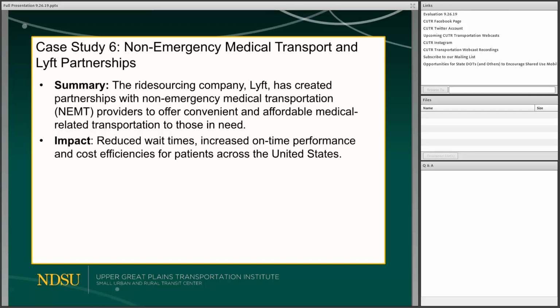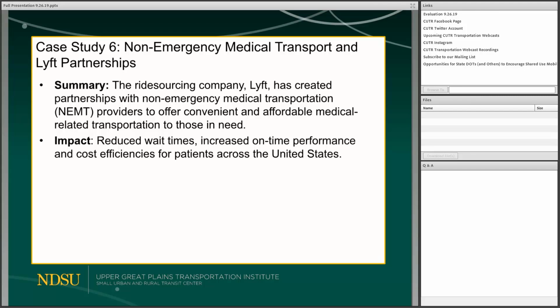The next case study we have conducted is non-emergency medical transportation and its partnerships with the Lyft provider. For vulnerable populations such as elderly and disabled, finding reliable and affordable transportation to medical appointments can often be a critical impediment to accessing the care that they need. And in response to these issues, NEMT agencies and medical service providers have developed partnerships with ride-sourcing companies to offer more affordable and convenient transportation options to patients.